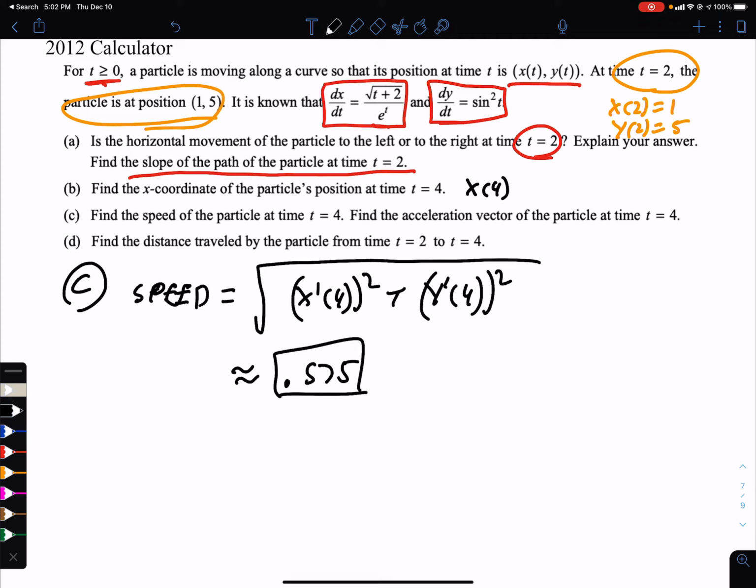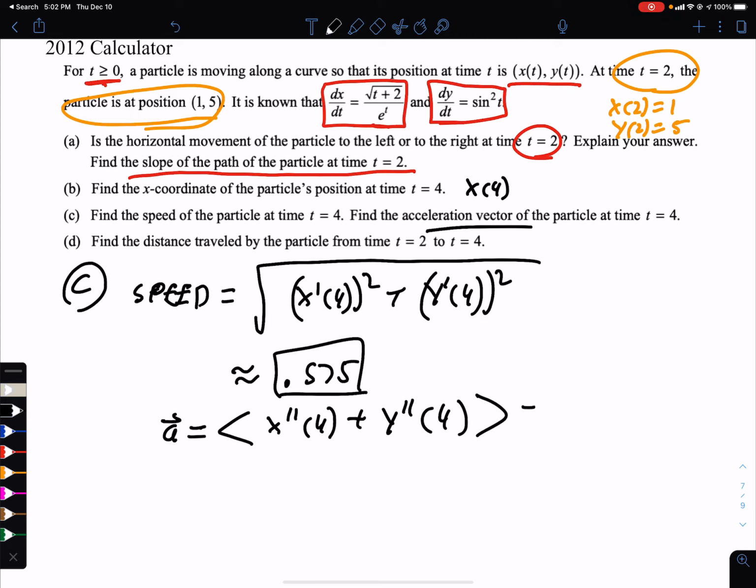But we're not done. They want the acceleration vector. So the acceleration vector is going to be x double prime at 4 plus y double prime at 4. Well, again, your calculator does all this work, right? Your calculator will get you negative 0.041 and 0.989. Just pop that into your calculator. So that's part C.